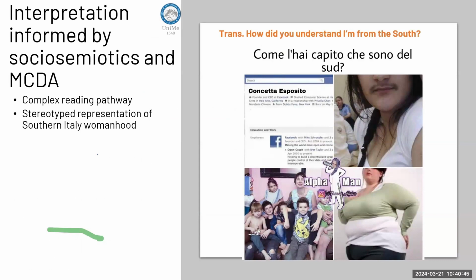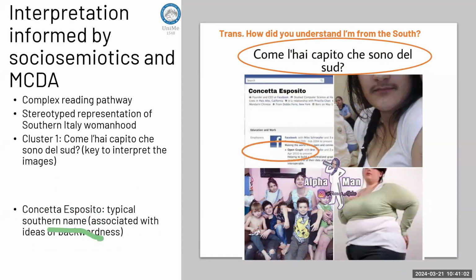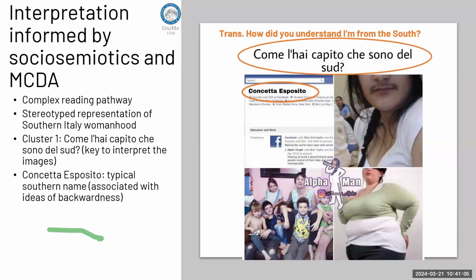There's a stereotype representation of Southern Italian women. In the first cluster, you have "come l'hai capito che sono del Sud." This is the key to interpret the images. Without the text, it would be a bit more problematic. And this is a "Concetto Esposito," a typical Southern name associated with ideas of backwardness, because it is like an old style or a rural kind of naming. So this would be understood in an Italian context as stereotyping.